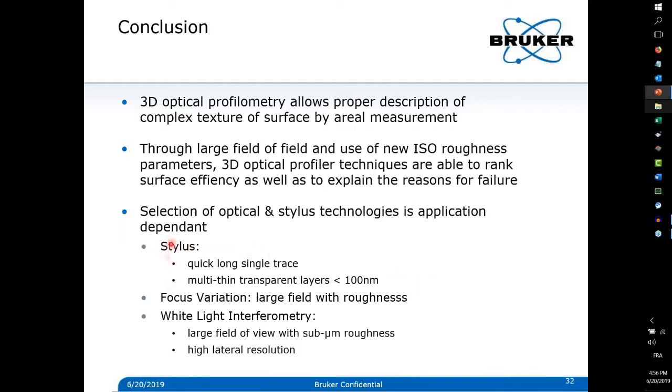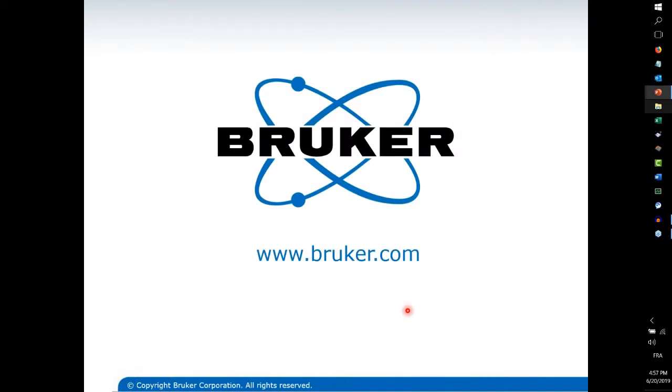So in short, you will have three main techniques to measure surfaces. A stylus for quick, long trace and reliably measuring roughness on thin transparent layers. You will have focus variation for everything which is textures or steep slopes. This will be the technique of choice. And for the rest, where you need a large field of view and some microns roughness assessment, white light interferometry will play a role. So thanks for your attention, and now it's time for questions.